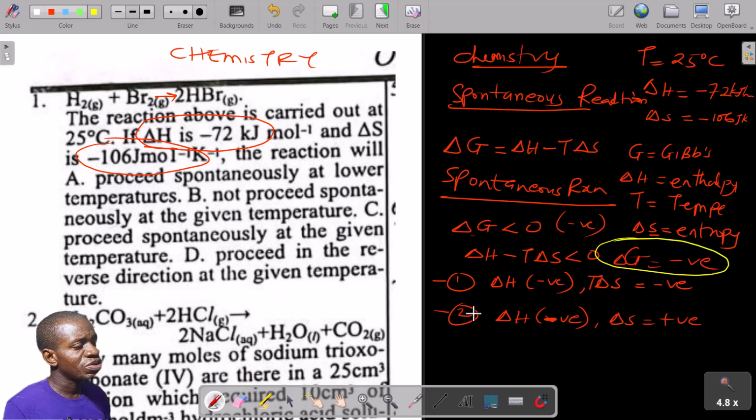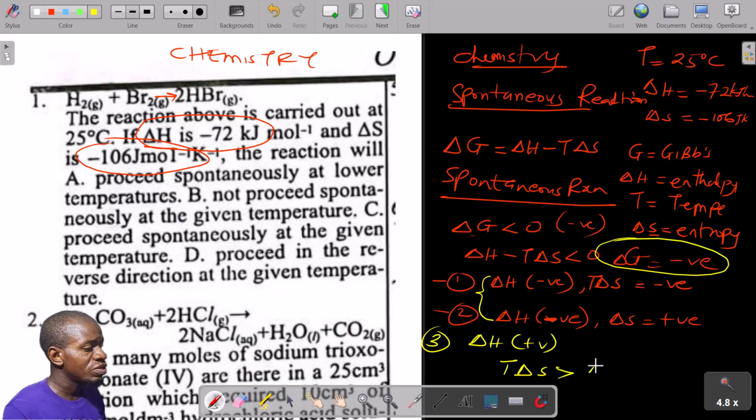So I'm only trying to show you the conditions. Another one that you need to bear in mind: the first two have to do with exothermic reactions. Now the third one is going to be endothermic reaction. For endothermic reaction, delta H is always positive. So when your delta H is positive, it will be spontaneous if there is a large change in delta S. That is, your T delta S must be greater than your delta H.